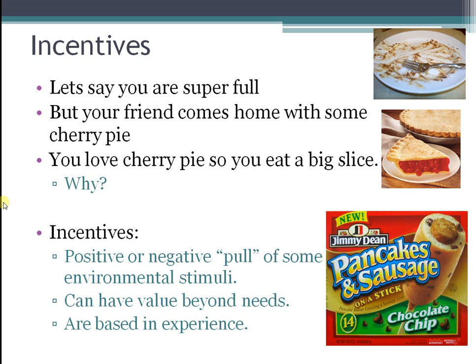So if you are hungry and all you have in your house to eat is Jimmy Dean pancakes, chocolate chip pancake sausage on a stick, right? You might decide not to eat that food, even though you're hungry and eating it would satisfy that physiological need for food. There's a negative incentive, right? You don't like it. Maybe it has too many calories. Maybe you're just not a fan of sausage and chocolate chips together, whatever that is, but it has a negative incentive, so you don't eat it.